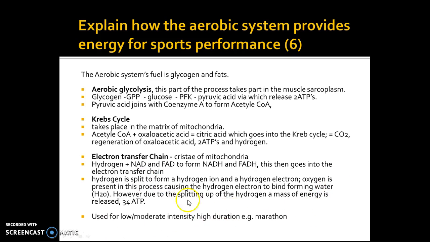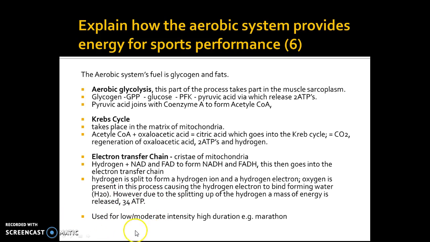Due to oxygen being present, the electron will join and bind with hydrogen to form H2O, water, which can be sweated out, etc. And the other split forms a massive surge of energy, which is going to give you 34 ATP. So the total energy production is 38 ATP.